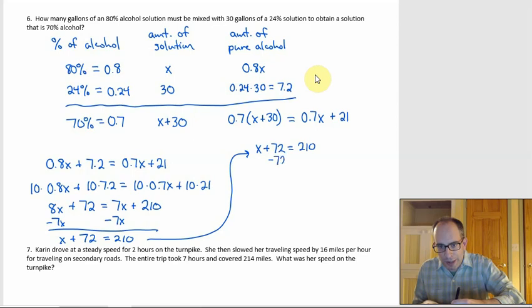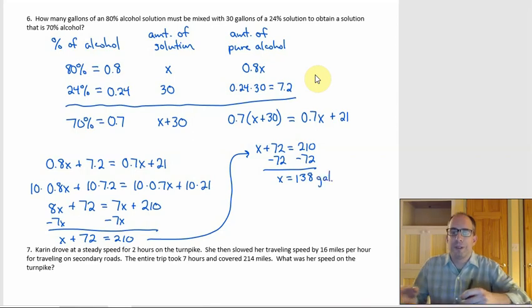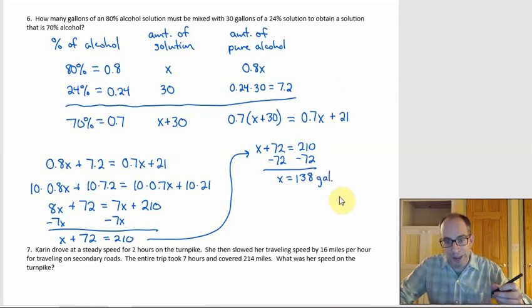And then to get x by itself, we're going to subtract 72 on both sides. And we're going to get that x is 138. And I suppose then 138 gallons would be the final answer. Okay, so that's a big number. And you think, well, that's a lot bigger than 30. Does that make sense? Actually, yeah.